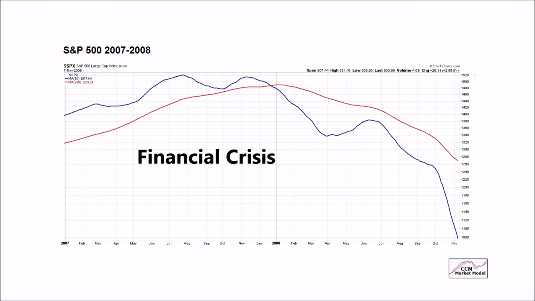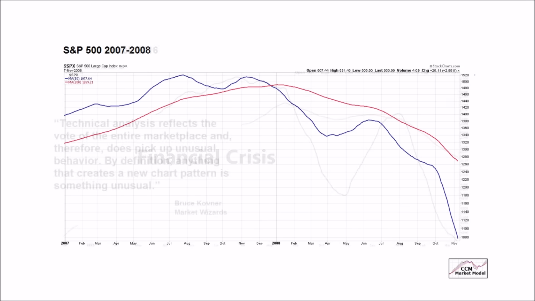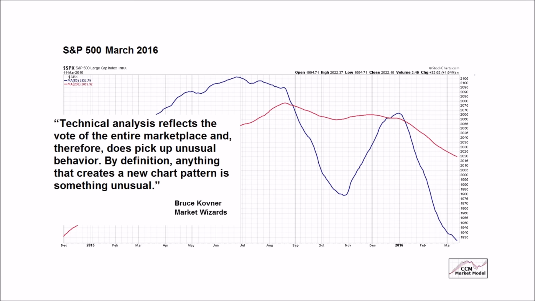Now let's take these basic concepts for an intermediate term trend and a long-term trend and apply them to calendar year 2016. The vote of the entire marketplace, or the way that we refer to it, the net aggregate opinion of all market participants is reflected in this chart, and it is that net aggregate opinion that moves asset prices, and the net aggregate opinion was net concerning or net bearish in March of 2016.